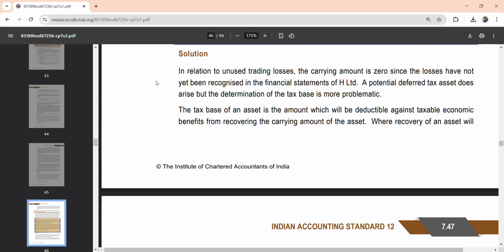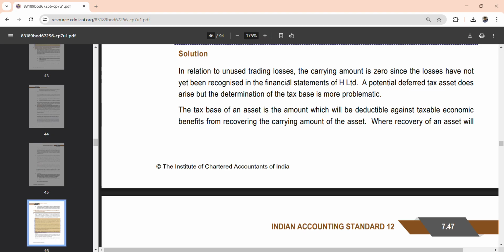First thing is, relating to the unused trading losses, the carrying amount is 0 because the losses have not yet been recognized in the financial statements of H Limited. So a potential deferred tax asset does arise, but the determination of tax base is more problematic. This is very important. The DTA will be there, but how to determine the tax base? Only to determine the tax base, DTA can be computed.